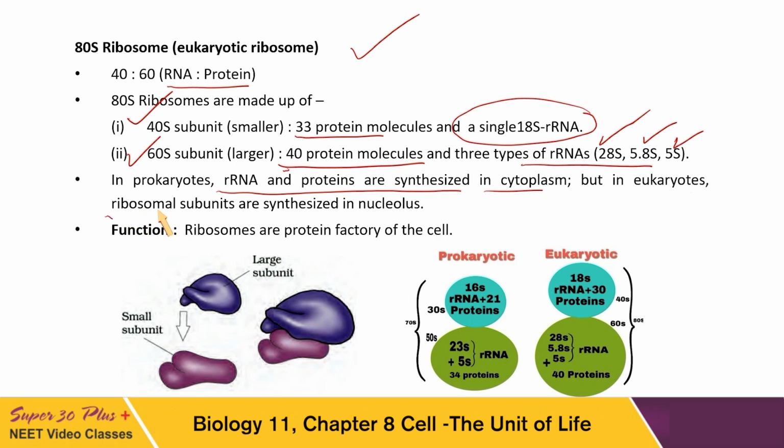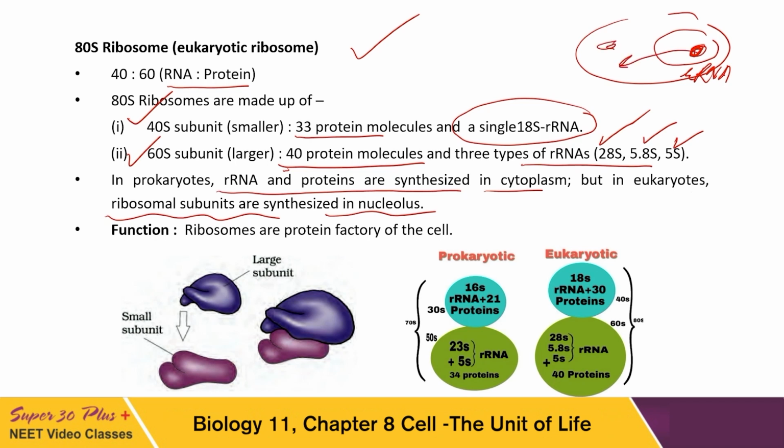In the case of prokaryotes, ribosomal RNA and protein are synthesized in the cytoplasm, but in the case of eukaryotes, ribosomal subunits are synthesized in the nucleolus. Here in a eukaryotic cell, this is the nucleus. Inside the nucleus, this one is the nucleolus. Ribosomal RNA will be synthesized in the nucleolus and then transferred to the cytoplasm where the ribosome will be formed. While in a prokaryotic cell, because we do not have a nuclear membrane, ribosomal RNA and protein synthesis both take place in the cytoplasm.